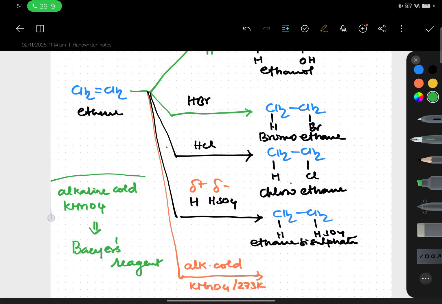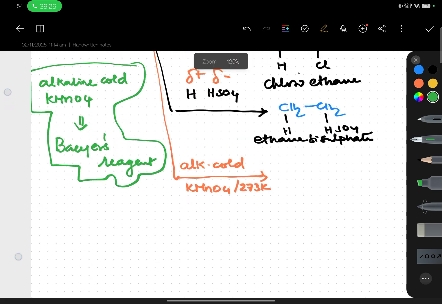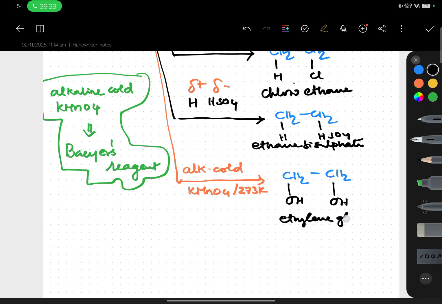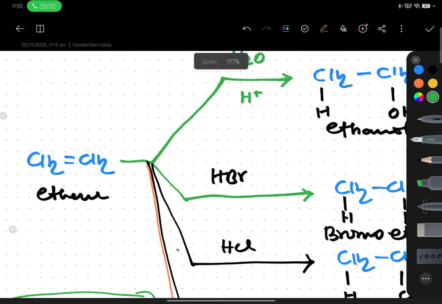So this cold alkaline KMnO4 is called Baeyer's reagent. When that is added to an alkene, what will happen? The CH2 will be there, nothing will happen to it, while on both the carbons you get 2 hydroxy groups. This is called ethylene glycol, or otherwise called ethane-1,2-diol.